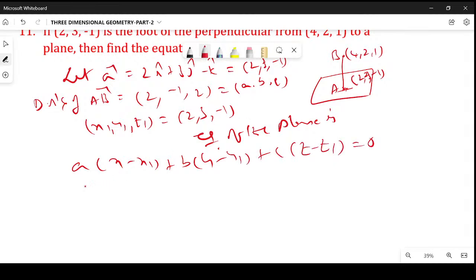Here a, b, c are 2, minus 1, 2. So 2 into x minus x1, it will be x minus 2, plus b means minus 1 into y minus y1, that is y minus 3, plus c means plus 2 into z minus z1, which is minus 1, so it will be plus 1, equal to 0. Now you simplify.